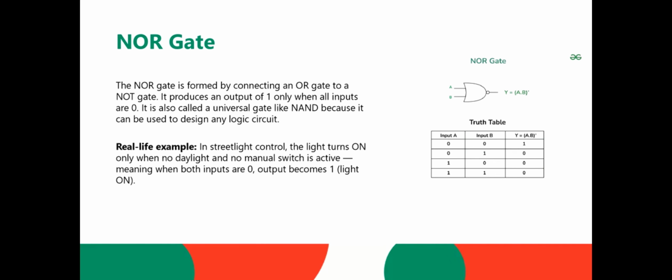Real life example, in street light control, the light turns on only when there is no daylight and no manual switch is active, meaning when both inputs are 0, the output becomes 1.